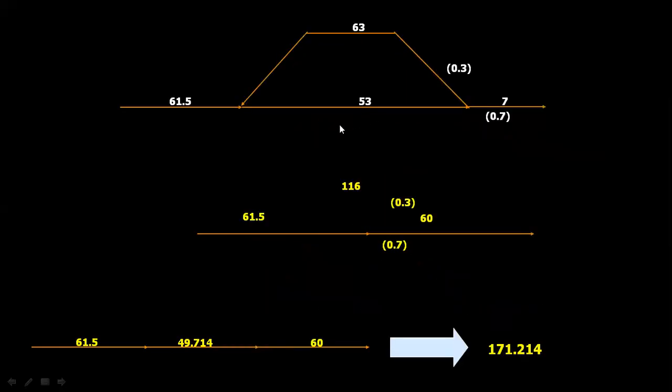So here, if you can take the 53, if you can see here, so it is 53. Just 7 into 0.7 by 1 minus 0.3 plus 53. So it became 60. From here to here, it is 60.